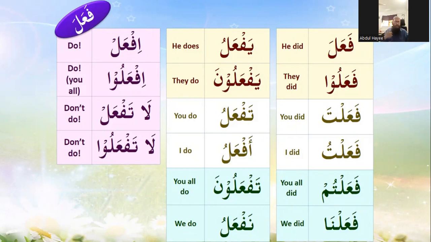What about mudari? Yaf'alu, he does. Yaf'aluna, they do. Taf'alu, you do. Af'alu, I do. Taf'aluna, you all do. Naf'alu, we do. What about amr and nahi? If'al, do. If'alu, do you all. La taf'al, don't do. La taf'alu, don't do you all. Now, can you repeat this table, please?